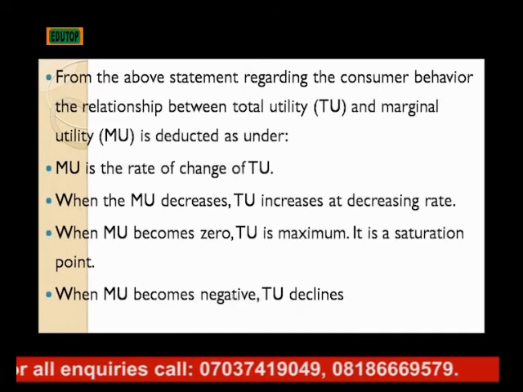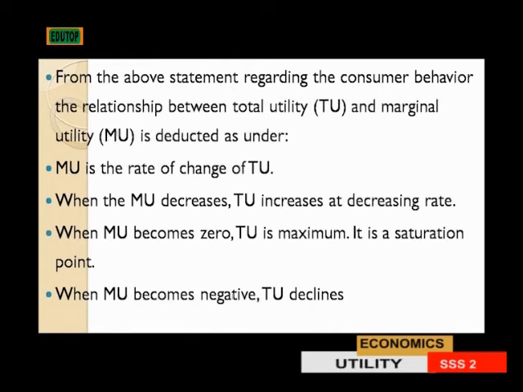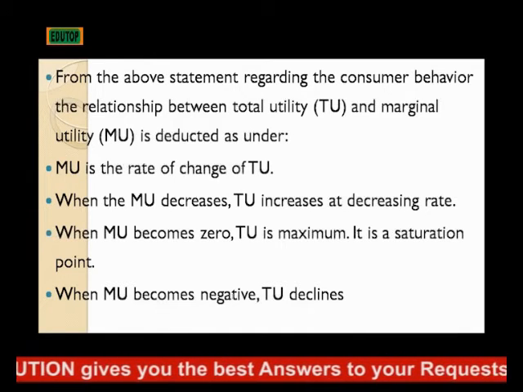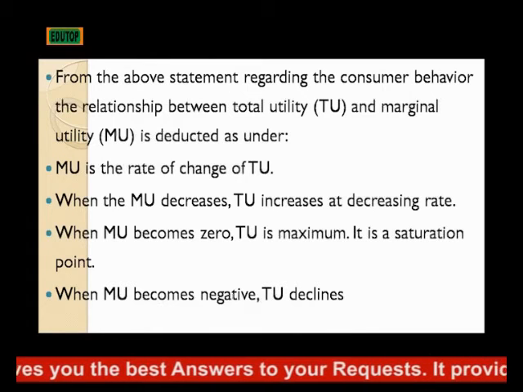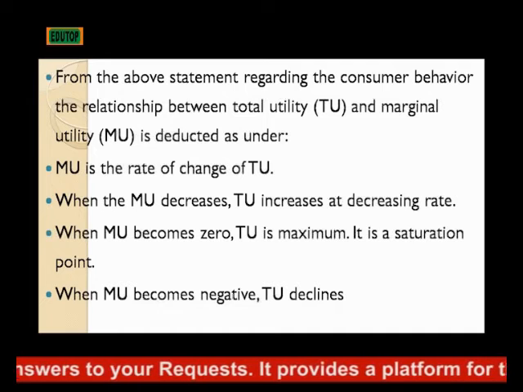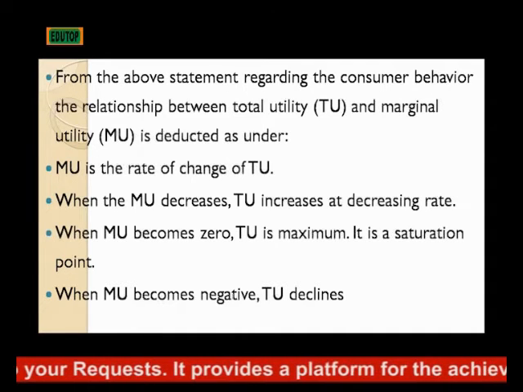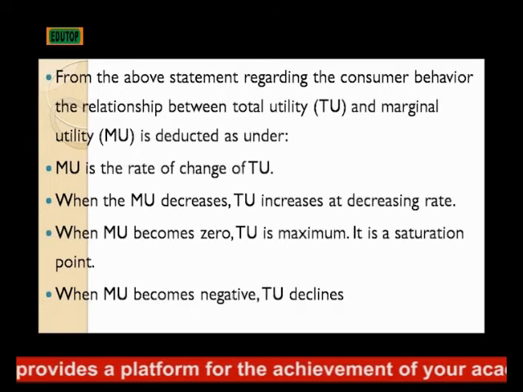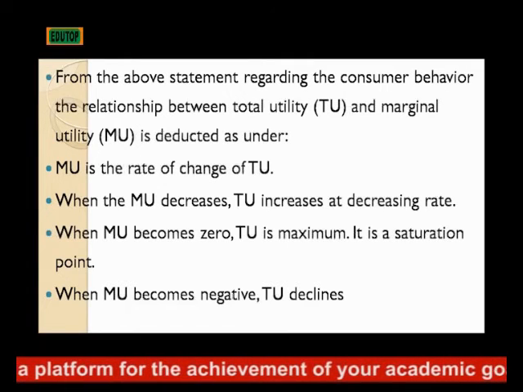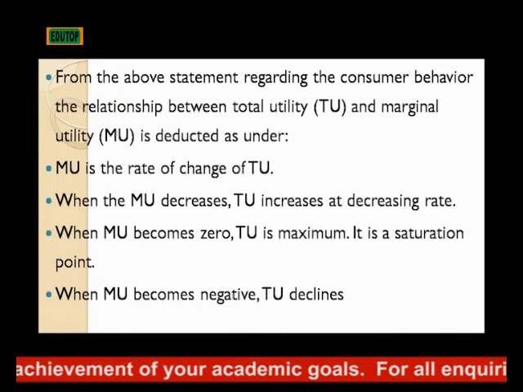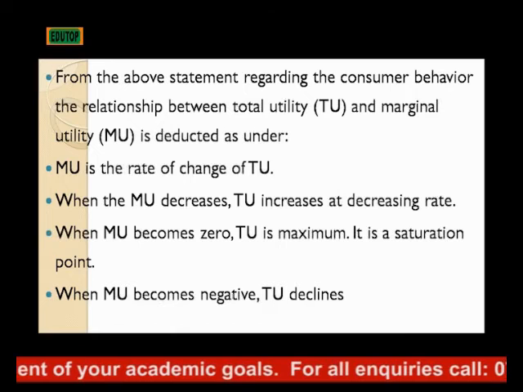Look at the table that we showed the other time. Marginal utility was decreasing from 20 to 16, 16 to 10, 10 to 4, 4 to 0, 0 to minus 6. But the total utility was increasing from 20 to 36, 36 to 46, 46 to 50, 50 to 50 again, and 50 to 44. You discover that total utility keeps increasing but at a decreasing rate, while marginal utility was decreasing.